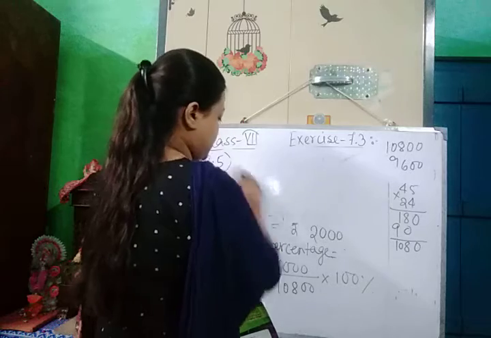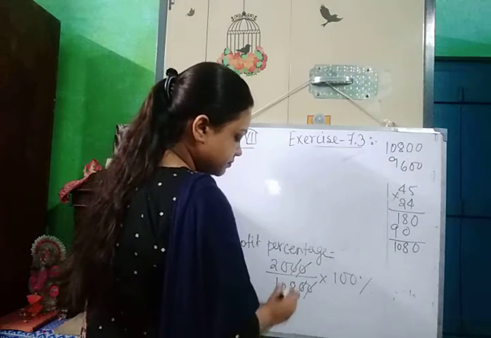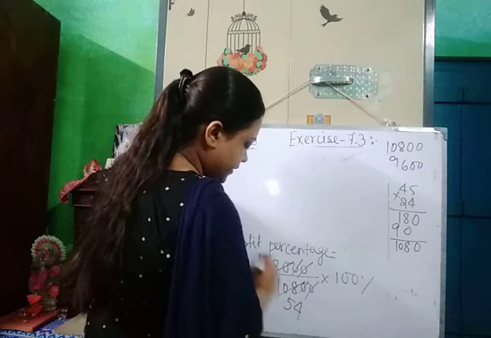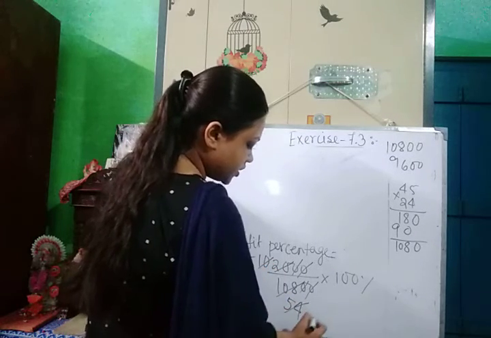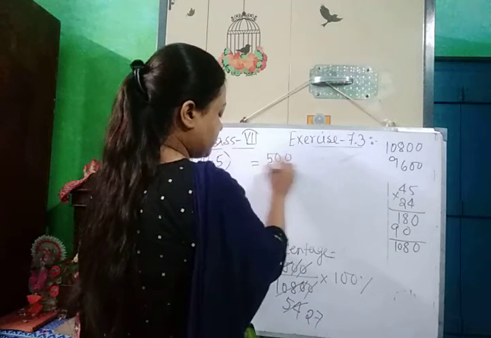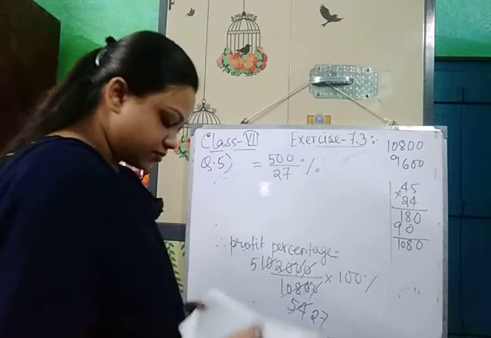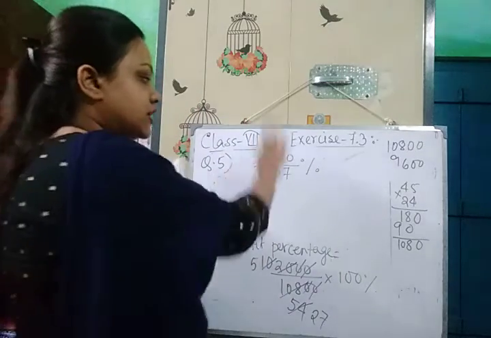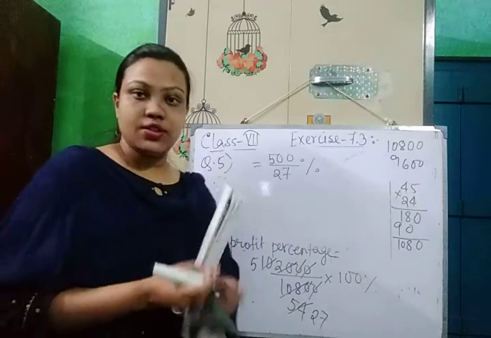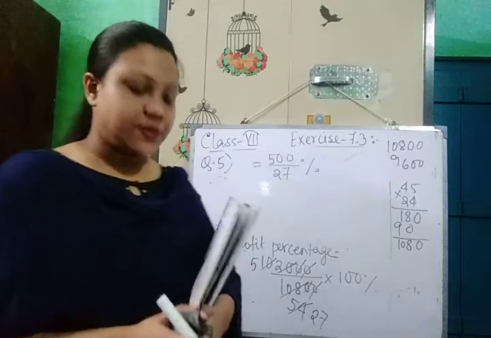Cancellation. 2 zeros cancelled. 2 5s are 10, 2 4s are 8, 2 10s are 20, 2 5s are 10, 2 27s are 54. So it's 500 by 27%. Okay, you can leave it as 500 by 27%, or you can also convert it to a mixed fraction. So the profit percentage is 500 by 27%. I hope this is clear.